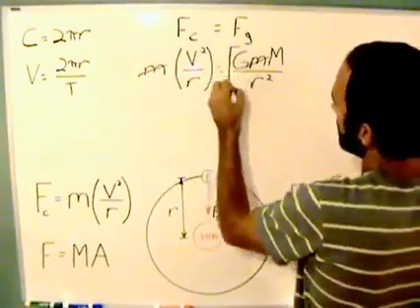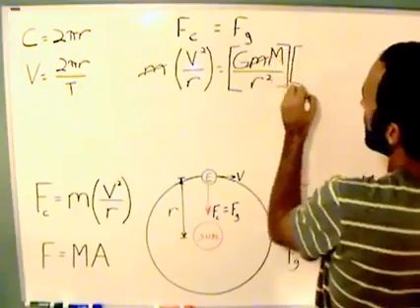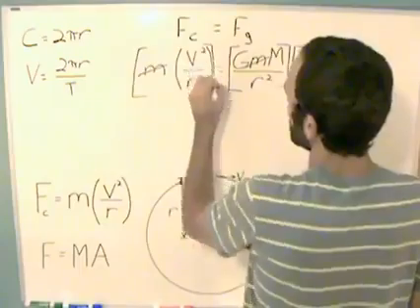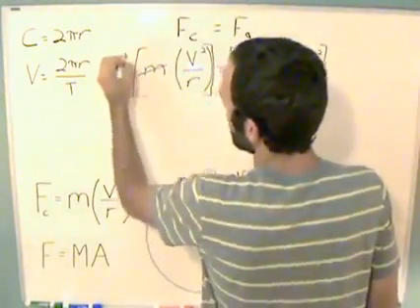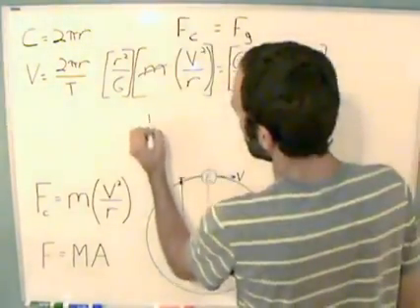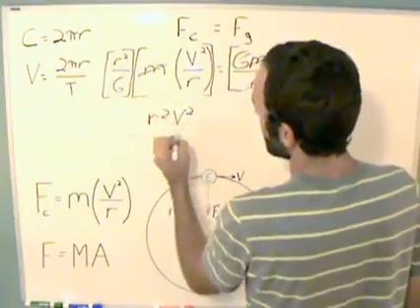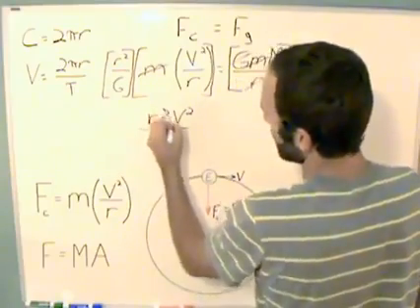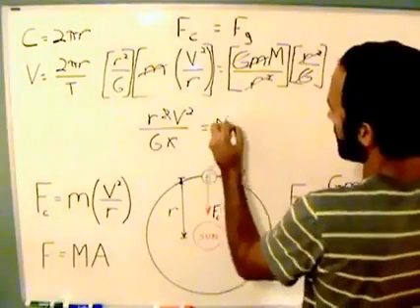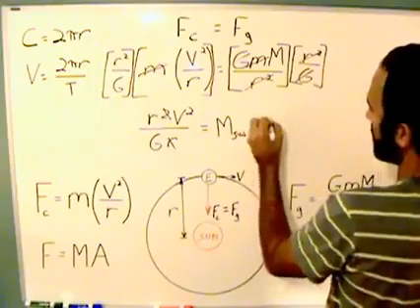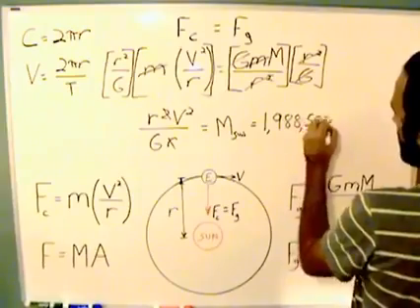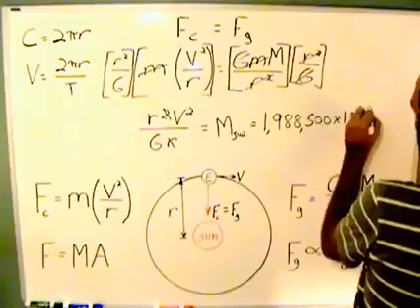Okay, so showing some simple algebra here, you could multiply this side times r squared over G, and multiply this side times the same thing, r squared over G, just to show the steps. So R squared cancels, G cancels. Over here you've got R squared times V squared over G times R. And then this R cancels. So you really just have R times V squared over G is equal to the mass of the Sun. And that comes out to 1,988,500 times 10 to the 24th kilograms.